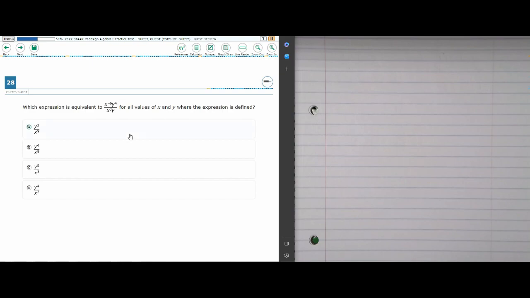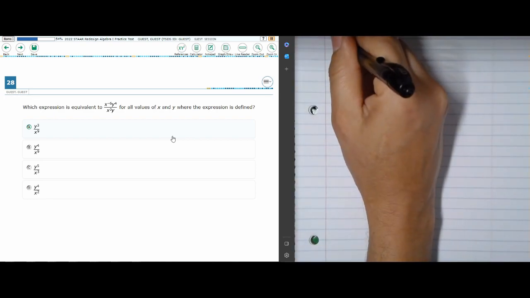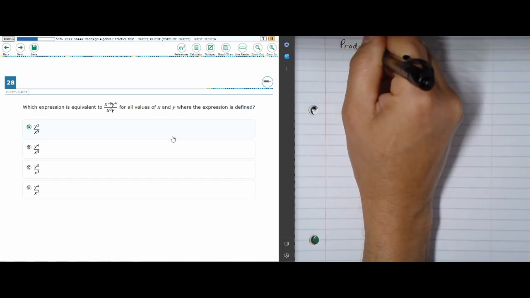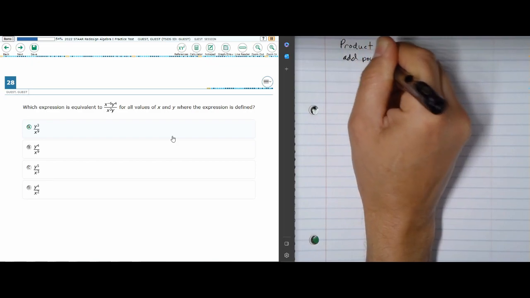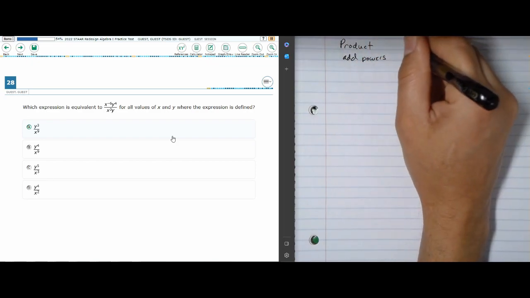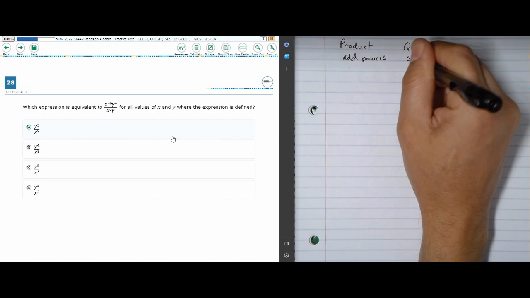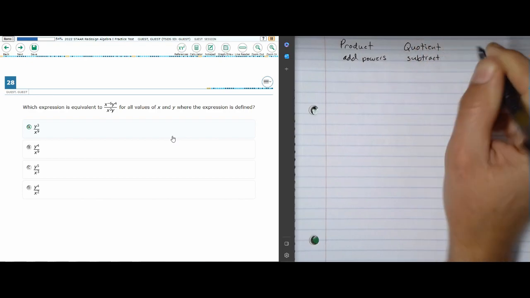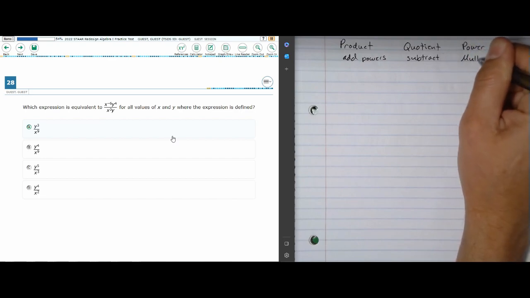If you notice, what we really have going on right here is division, right? So that fraction bar just means divide. So we can use what we call our quotient rule. Remember that there were multiple rules that we had when solving these. Our 4 rules: we had the product rule, which says we add powers when multiplying. And then we had the quotient rule, where we subtract powers because we're dividing. And we had the power to a power rule, which means we multiply powers.